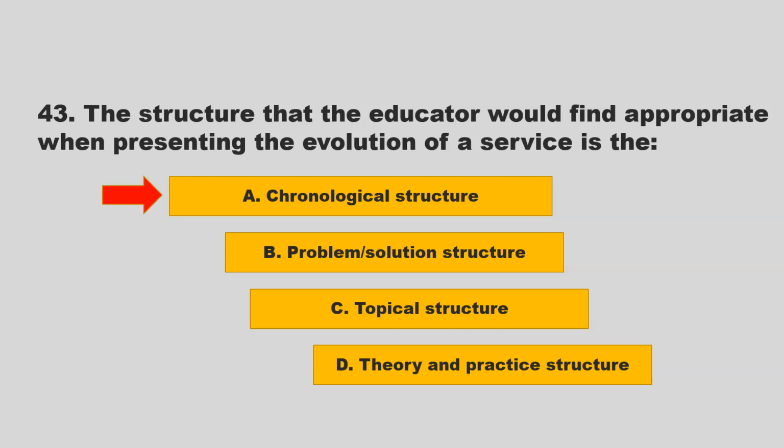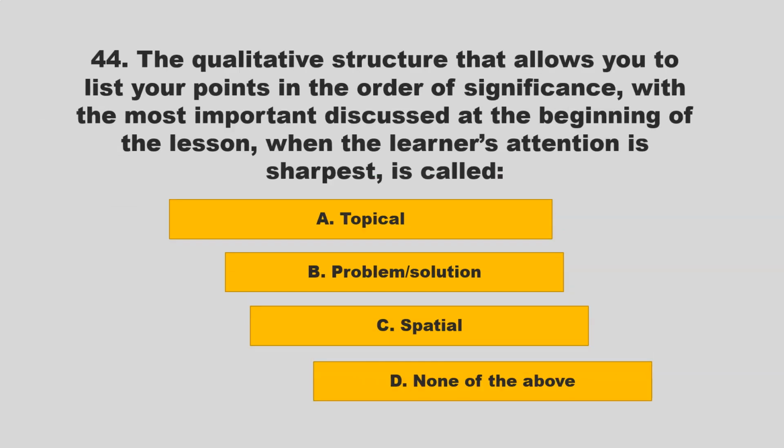If you chose A, chronological structure, you are correct. The qualitative structure that allows you to list your points in the order of significance, with the most important discussed at the beginning of the lesson when the learner's attention is sharpest, is called topical, problem solution, spatial, none of the above. If you chose A, topical, you are correct.